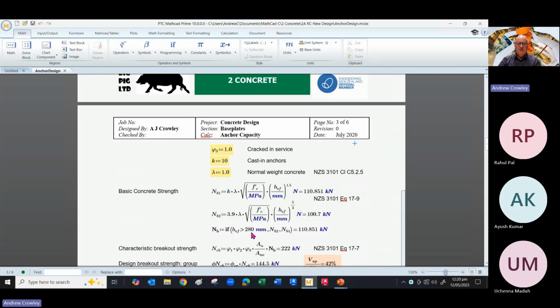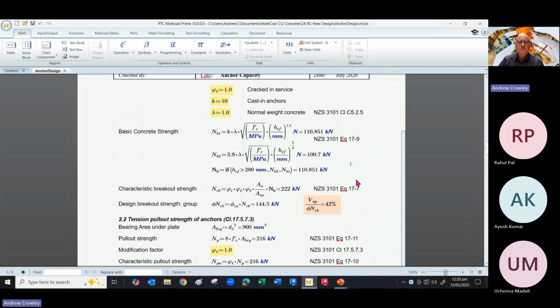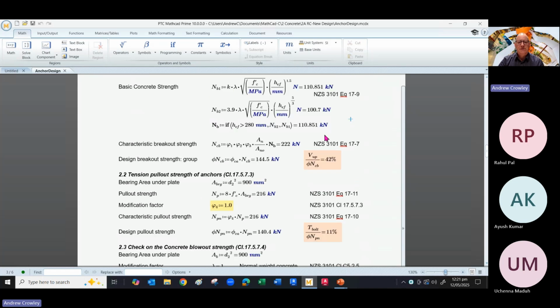If our embedment was greater than 280 millimeters, then we use the second value for the concrete basic strength. If we multiply all those numbers together, we get a design breakout strength for the whole group of 144 kilonewtons. So our utilization is a little bit higher at 42%.